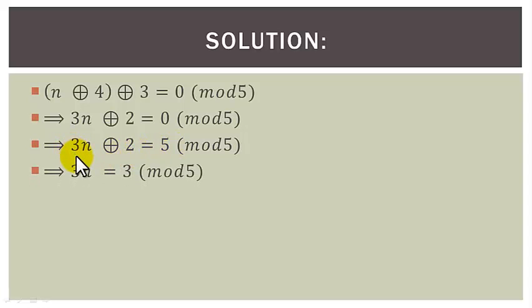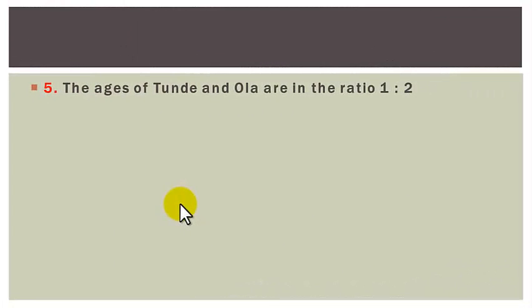So this implies 3n is equal to, taking the 2 to the right, that will give us 3. That is 5 minus 2 will give us 3 in modulo 5. We can then divide both sides of this equation by 3 to obtain n is equal to 1 in modulo 5. Question 5. The ages of Tunde and Ola are in the ratio 1:2.